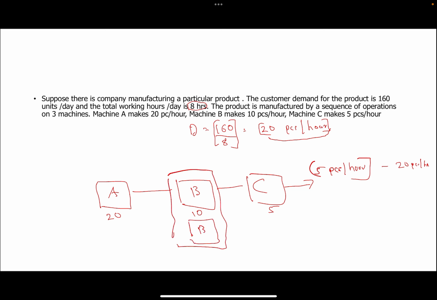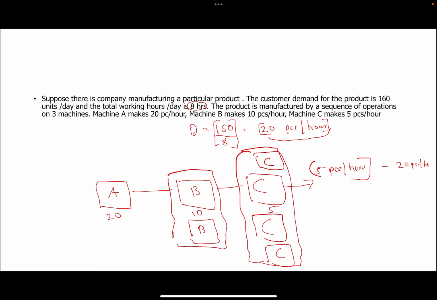workstation. And in the case of C, we will install 4 machines C and make this a workstation. If you make it like this, then this can produce 20 pieces and this can also produce 20 pieces, and finally you will get our required production rate. So this is what you mean by line balancing.